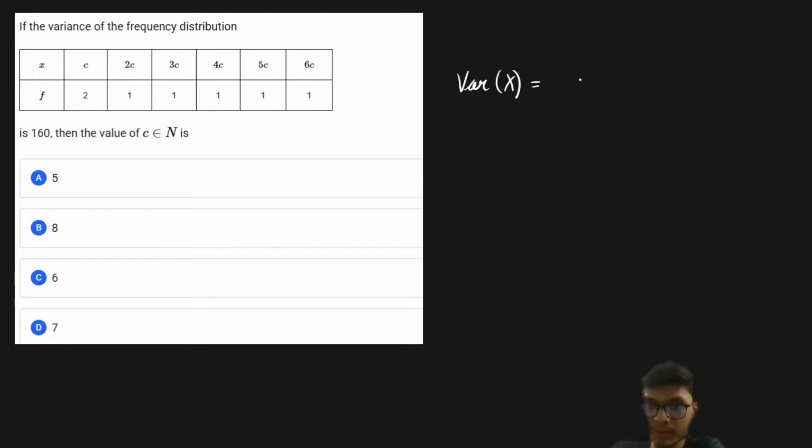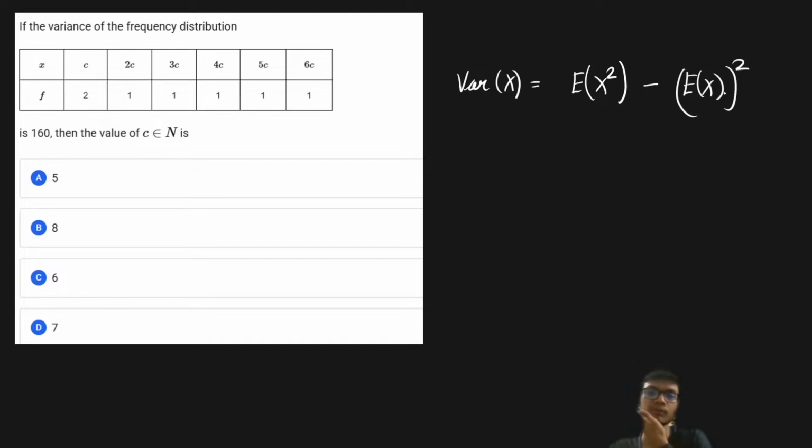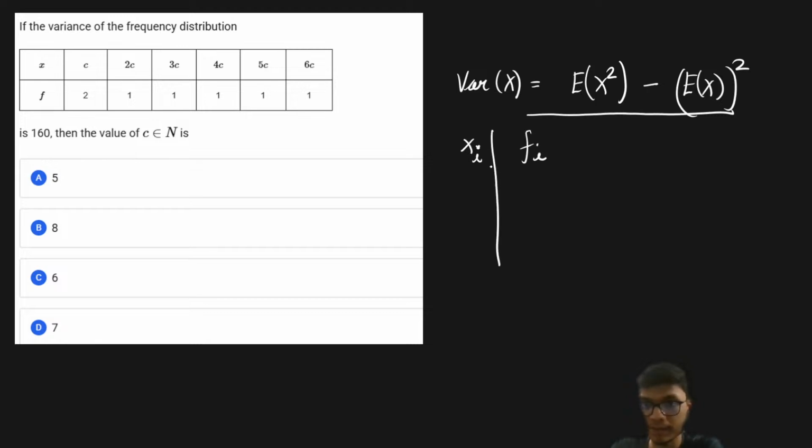Variance of x is basically given as the expectation of x square, that is the second moment of x square, minus the expectation of x whole square, right? So if we apply this formula, we are going to get the relation. So what is the frequency distribution table? The frequency distribution table is given as xi, fi, right?